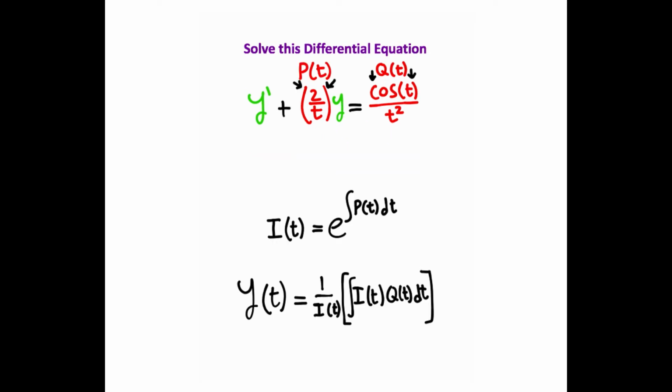So now that we have p of t and q of t determined, all you need to do is take this and plug it into the two equations down below. You first find your integrating factor, which you can plug in p of t for, and then when you find this solution here, plug this into your equation down here, and that will give you the solution to the problem.